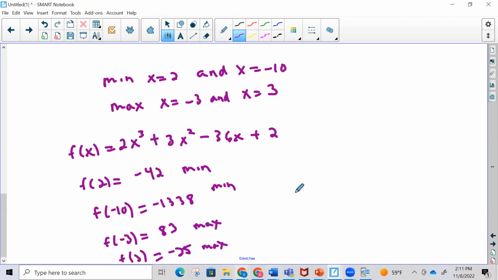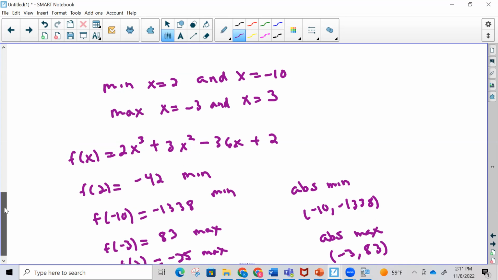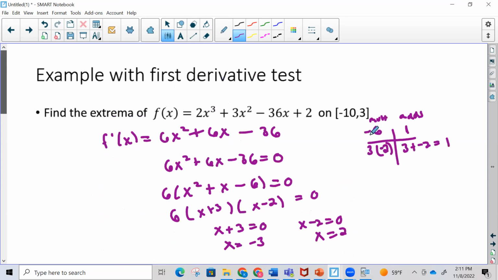And if they asked you for the absolute extrema, the absolute min would be at -10, -1338, because this is the lowest value on that graph. And the absolute max, the highest one is 83 for the y value, would be at -3. Okay, so that's how you do finding the max or min when you have endpoints on an interval.